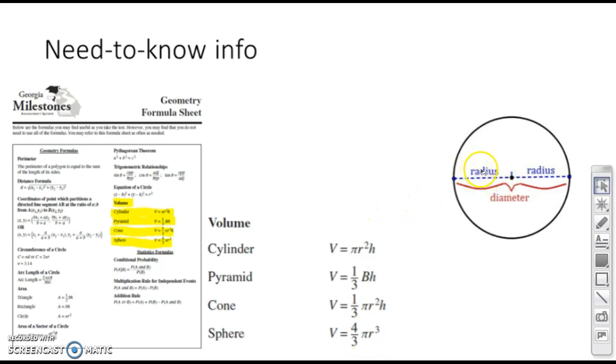All right, we're still dealing with radius and diameter. Remember, diameter is all the way across the circle and the radius is halfway. So let's jump right into some problems.